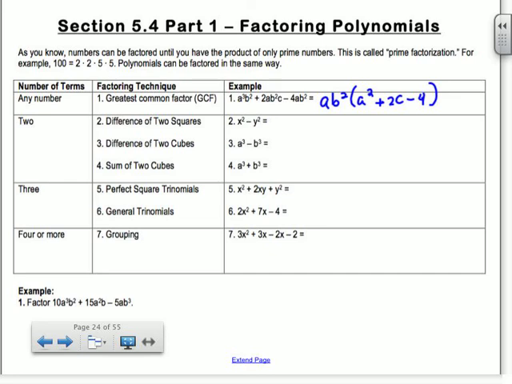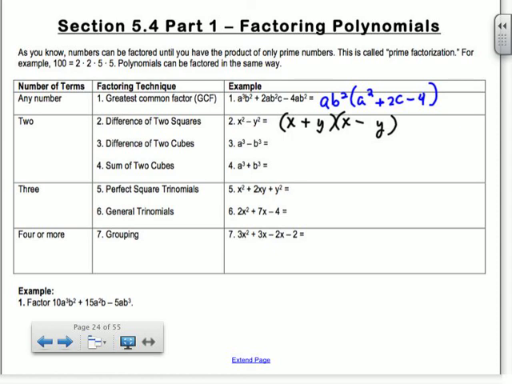Okay, so number 2, difference of 2 squares. So if I have x squared minus y squared, if you factored, or if you FOILed, you know you need x times x to make the x squared, and you need y and y to make the y squared. And there's no middle term. So this is plus and minus.